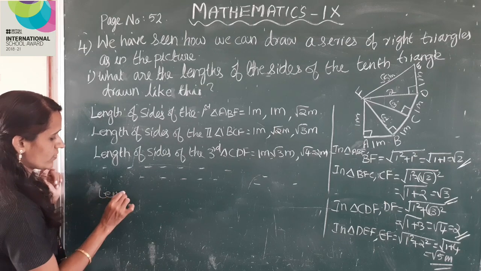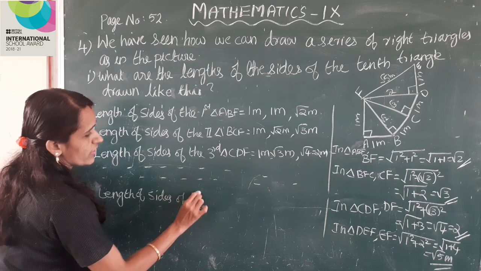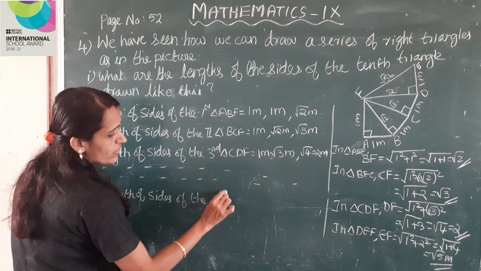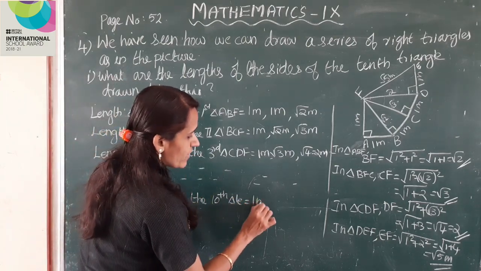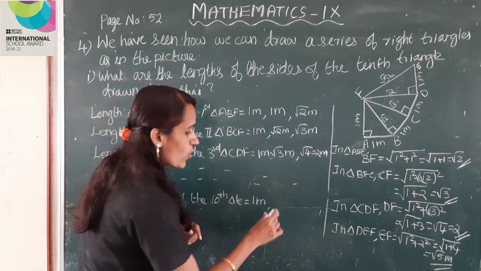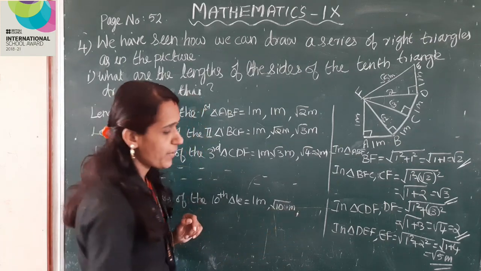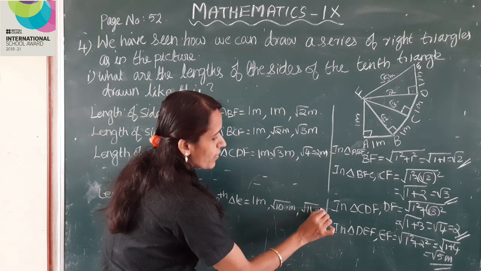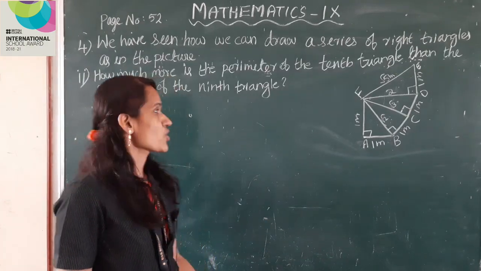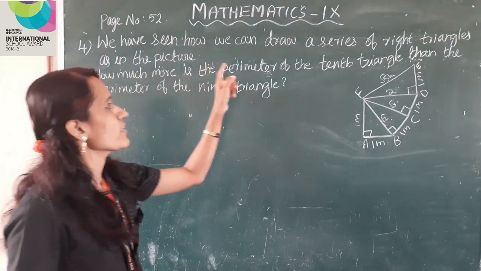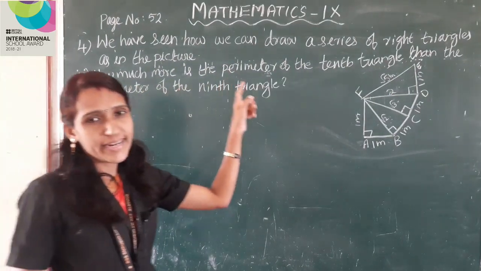Length of the sides of the 10th triangle: base is 1 meter, altitude is root 10 meter and hypotenuse is root 11 meter. Clear? Next, second sub question. How much more is the perimeter of the 10th triangle than the perimeter of the 9th triangle?